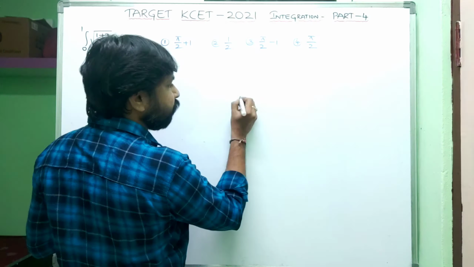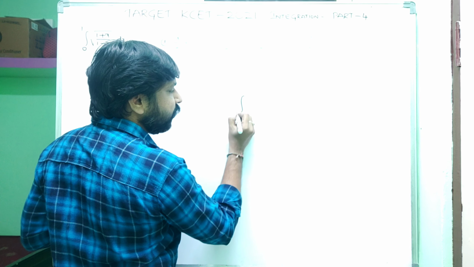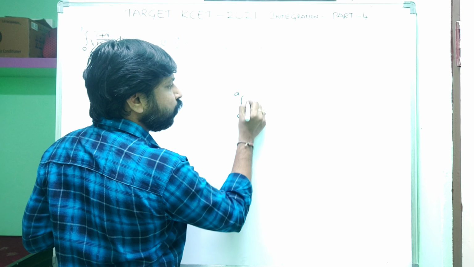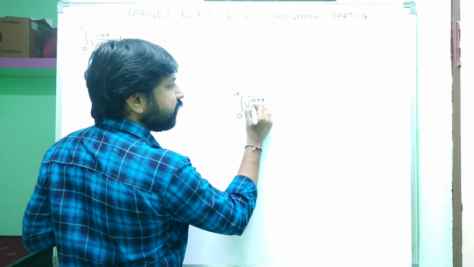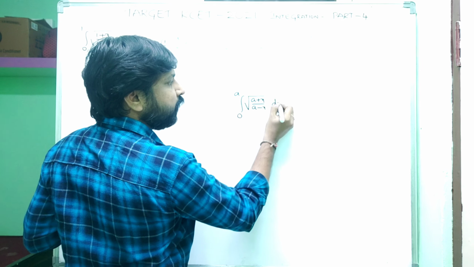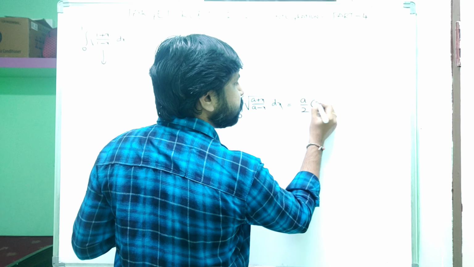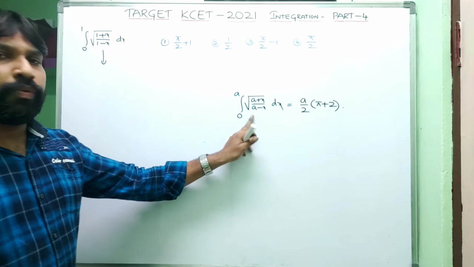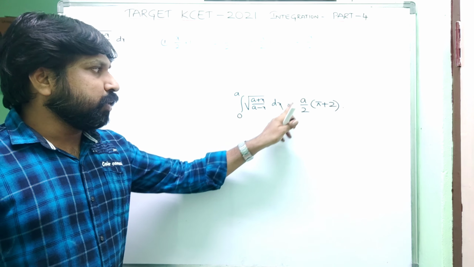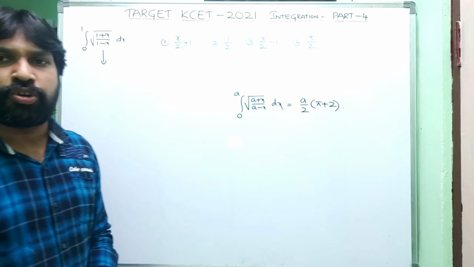So what is the shortcut formula here? Integral 0 to a root over (a plus x) by (a minus x) dx equals a by 2 into (pi plus 2). Integral 0 to a root over (a plus x) by (a minus x) dx equals a by 2 into (pi plus 2) is the shortcut formula.